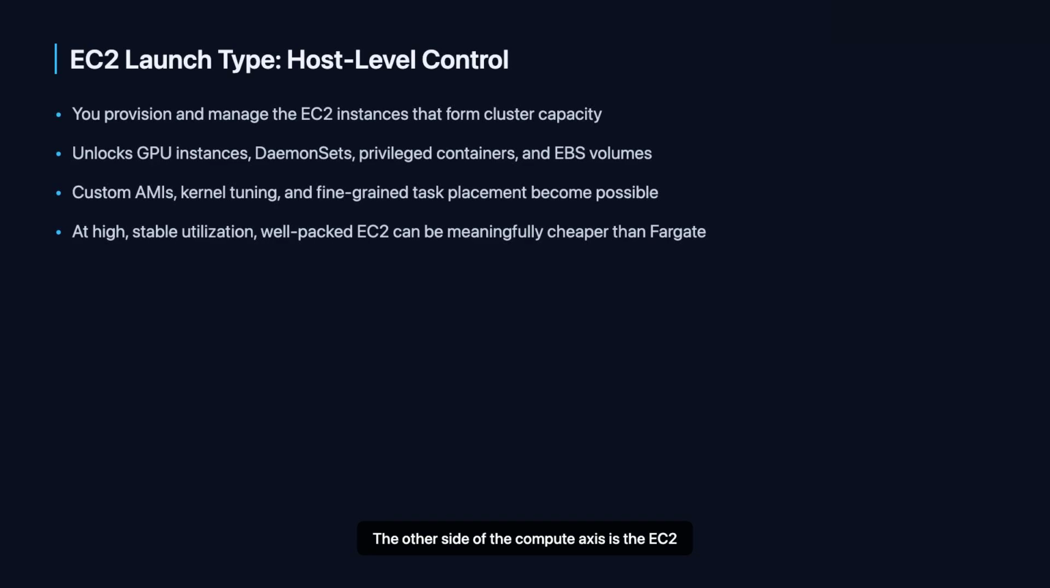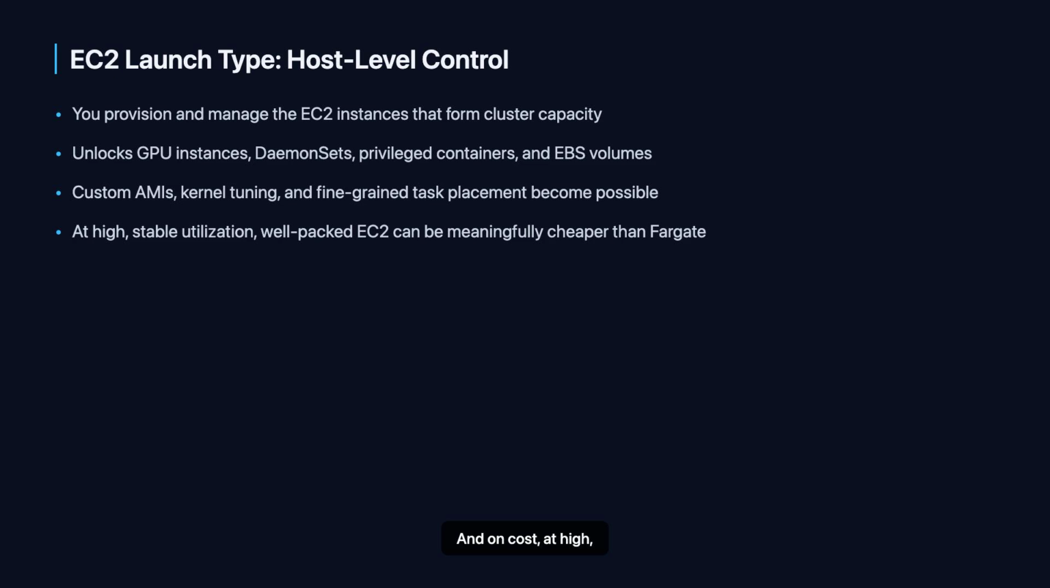The other side of the compute axis is the EC2 launch type. Here, you provision and manage the actual EC2 instances that form your cluster's capacity. That's more work, but it unlocks things Fargate can't do. GPU instances, daemon sets, privileged containers, and directly attached EBS volumes. You also get custom machine images, kernel tuning, and fine-grained control over exactly where tasks land.